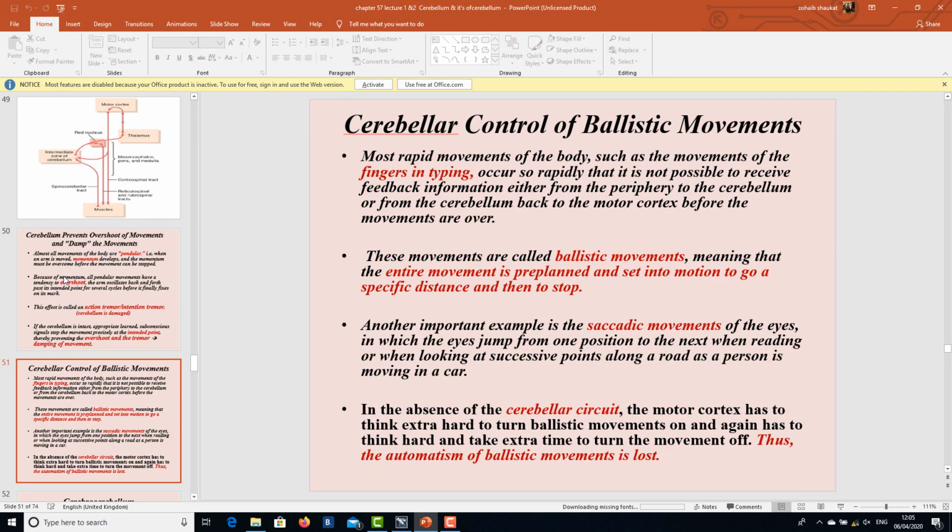Thus the automatization, which is the work of cerebellum, is lost. The automatism of ballistic movements is lost.